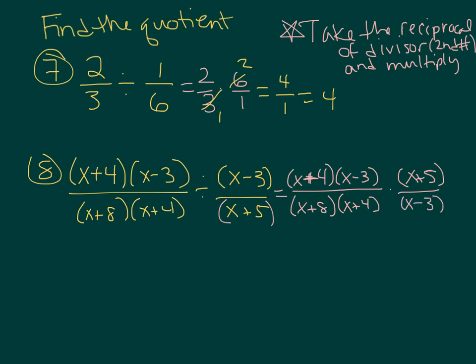So we now have x plus 5 over x minus 3. From there, you're going to cross-cancel anything that you can. So I can cross-cancel my x minus 3 and my x minus 3. I can cross-cancel my x plus 4s, or I can simplify those out. And I end up getting x plus 5 over x plus 8. And that's all I have left.